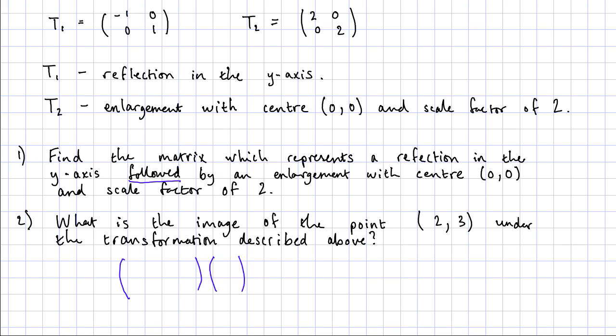Now in this case, because I've got two matrices, I need to find the matrix which represents a reflection in the y-axis followed by an enlargement with center 0, 0 and scale factor of 2. So that would mean another matrix needs to go here. This we said is going to be our T1 because this needs to happen first to the point, and then we need to have this as T2 because that's going to happen afterwards. Okay, so I'm just going to do that now. So I'm just going to rub this out.